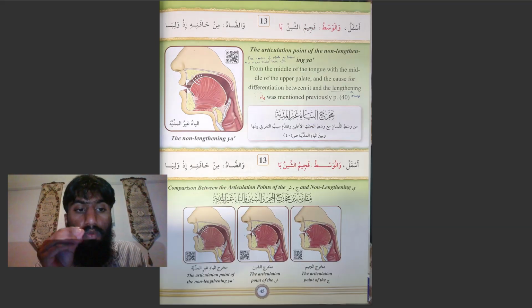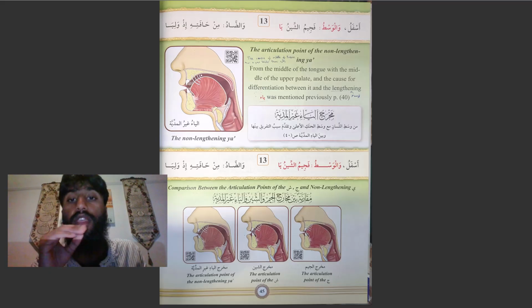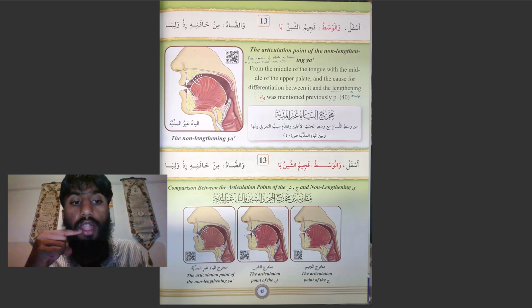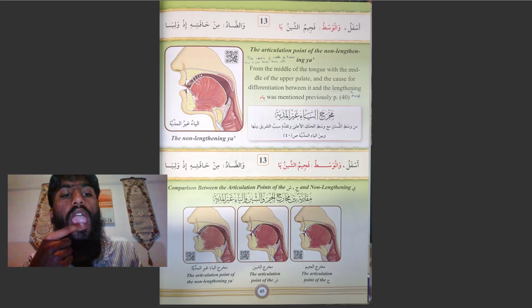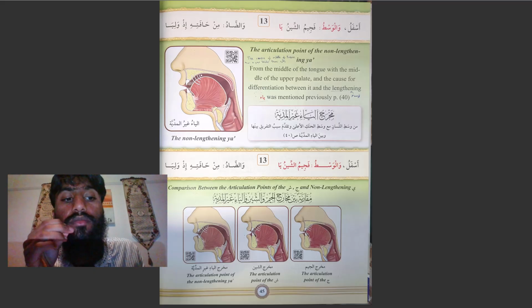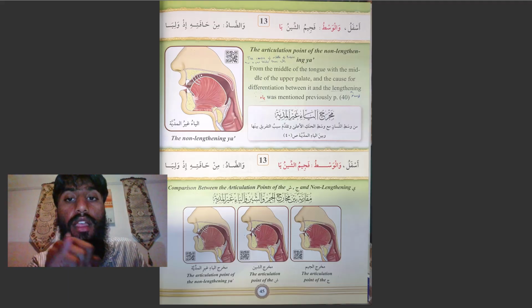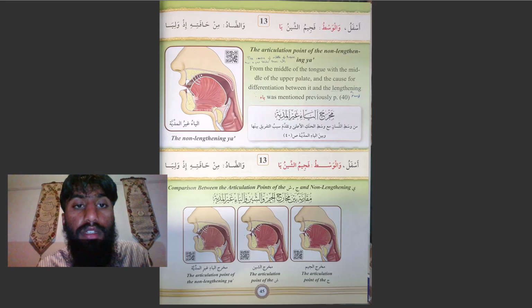Now, yeah, we just did yeah, but more detail. Non-lengthening yeah, by the way, not lengthening. No mad, yeah, no mad. Just yeah itself, non-lengthening yeah. Okay, so when you lift your tongue from the middle, do you see how lifting my tongue from the middle lowers the tongue down, and by doing so, because it's so far forward and the tongue has gone down like this, there's less space there, right?